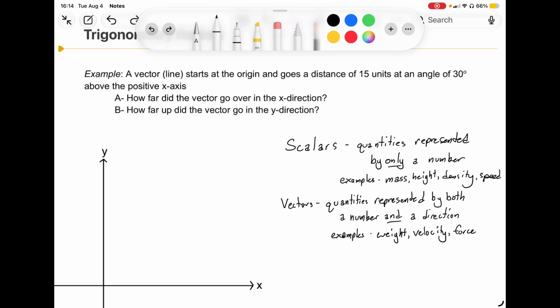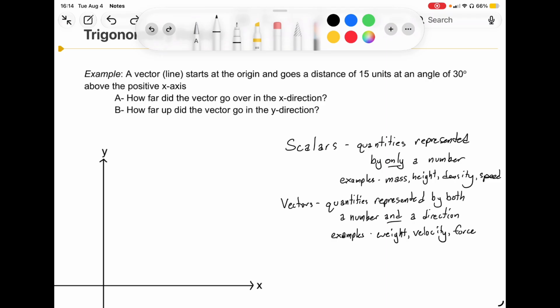Same thing with velocity. Velocity is different from speed, and we'll talk about this when we start talking about things in physics. But velocity differs from speed in that you're going a certain speed or a certain quickness in one direction, but velocity includes that direction. And then there are many other things in physics we'll come across that are vectors. So they will be represented by both a number and a direction. So the direction will be important.